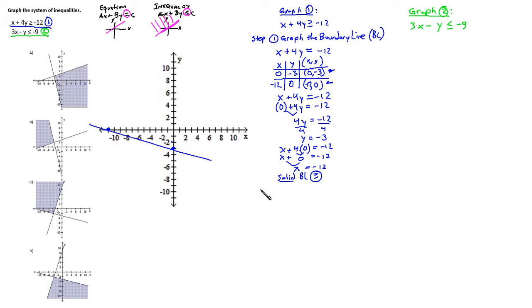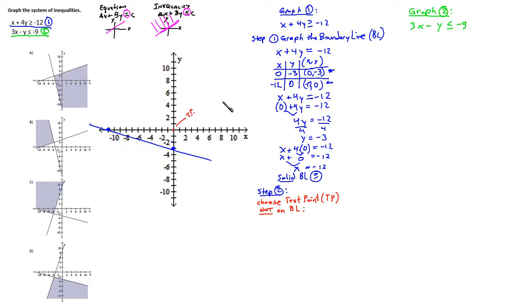Okay, and now we're going to move on to our shading step. To shade, this is going to be step 2 of graphing an inequality. We're going to need to find a good test point. Choose a test point, which I'm going to abbreviate with TP. What's a good test point? Any point that's not on the boundary line. When it's available, use the origin as a test point.